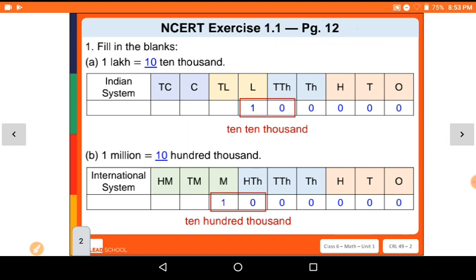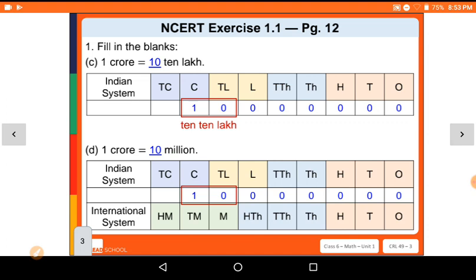So you can also directly write this particular question of NCERT exercise 1.1, का क्वेश्चन नंबर 1 है, उसका ए एंड बी है. Okay, now C and D. 1 crore इज इक्वल टू 10 लाख. How to represent it in the Indian system, that we have to mention. And 1 crore is equal to 10 million, that is also to be written using the Indian system as well as the international system. तो जिस तरह से आपको दिखाई देता है वैसे ही आपको मेंशन करना है.